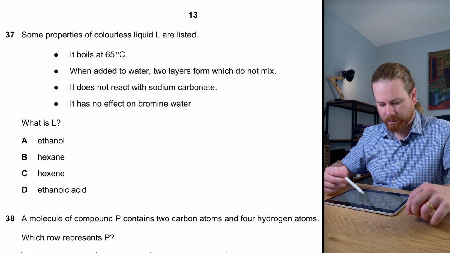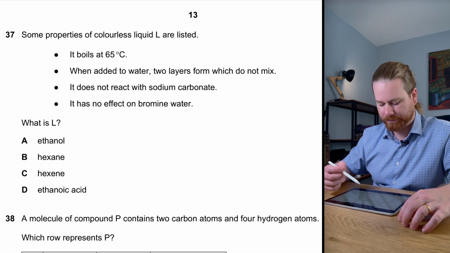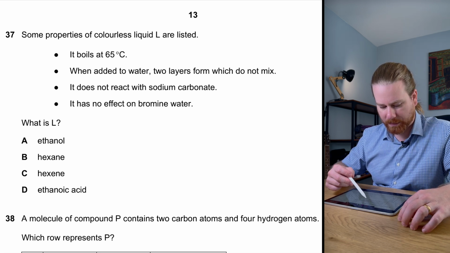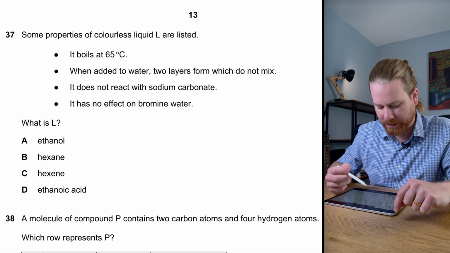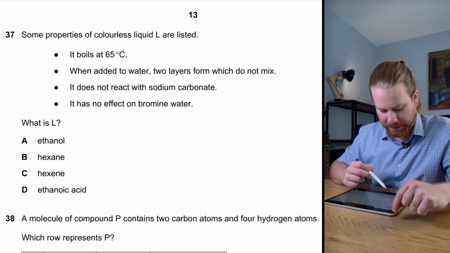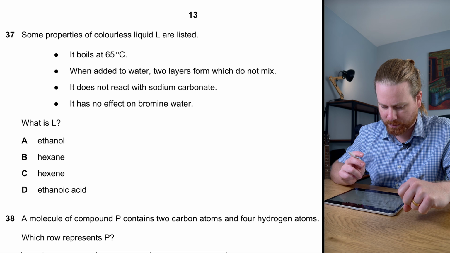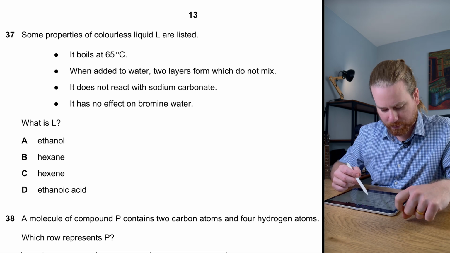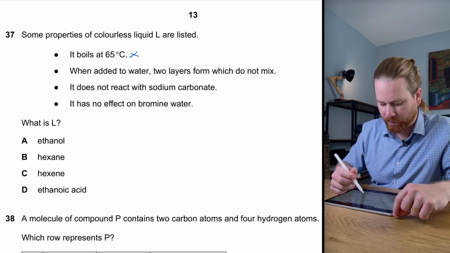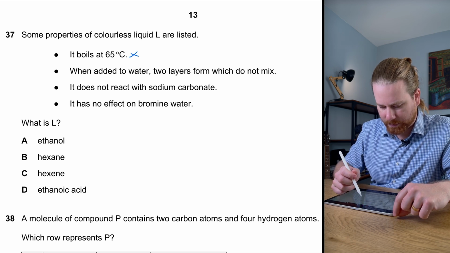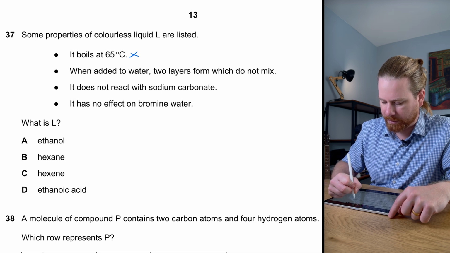Okay, we've got some properties of a colourless liquid L. What do we want to do? Let's have a look at our answers first. It's a very rare time we're looking at the answers, could help us out. So what is L? Is it ethanol? Is it hexane? Is it hexene? Is it ethanoic acid? All right. So if it boils, I don't know how helpful that one is. We can ignore that. When added to water, it forms two layers which do not mix. So this is very handy.